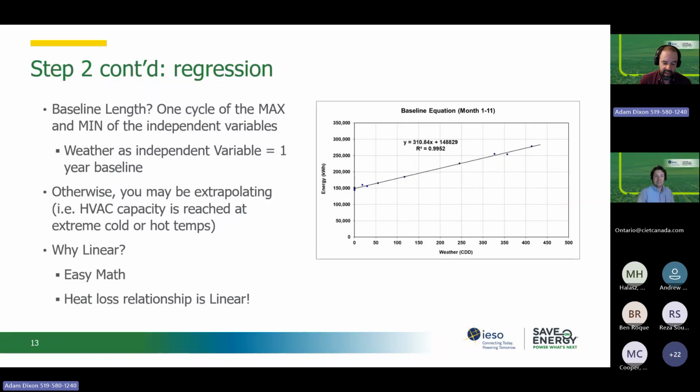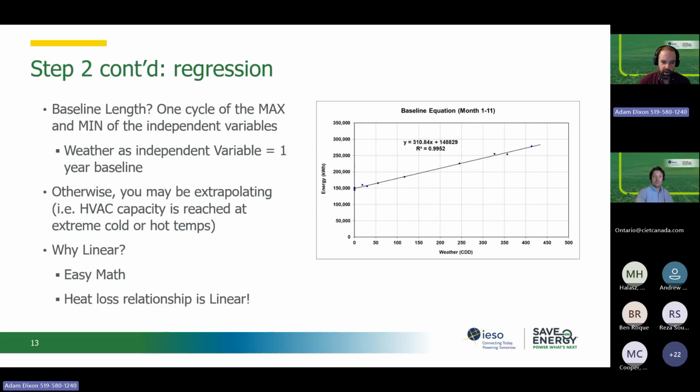So basically, an example of this is if the HVAC capacity is reached at extreme cold or hot temperatures, we're actually going to see this graph level off here, at the bottom there. So that's where this relationship wouldn't actually explain what is going on statistically. So if we use less than the maximum and the minimum, we actually don't know what's happening at those more extreme temperatures, and we may misrepresent them statistically. So make sure one full cycle of the maximum and the minimum of the variables is what I like to see. You can do 2 cycles statistically, but oftentimes that could cause some issues.